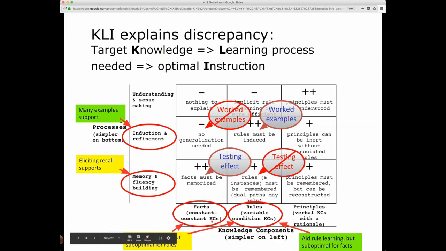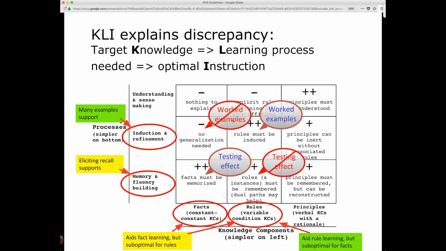If it's facts, then emphasize memory enhancing efforts like the testing effect, right? From facts to memory and fluency to testing effect, KLI. If it's rules or skills with variable condition knowledge components, what's the learning process we need? We need induction. So more worked examples are going to help there, and that'll lead to more optimal instruction.